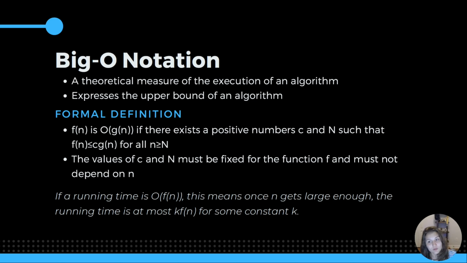So the formal definition of Big O is f of n is the Big O of g of n if there exists a positive number c and n such that f of n is less than or equal to c times g of n for all n greater than or equal to n. The values of c and n must be fixed for the function f, and they must not depend on n.